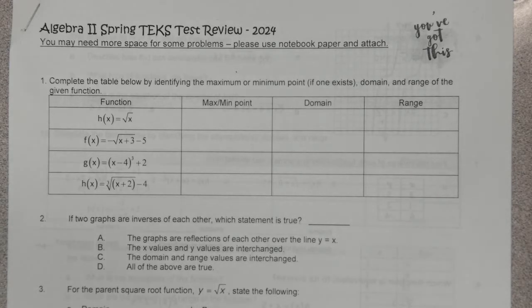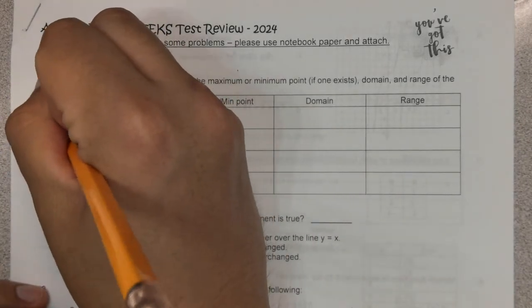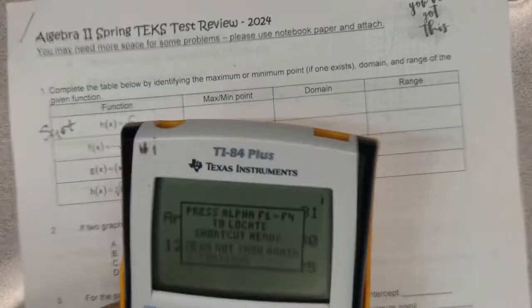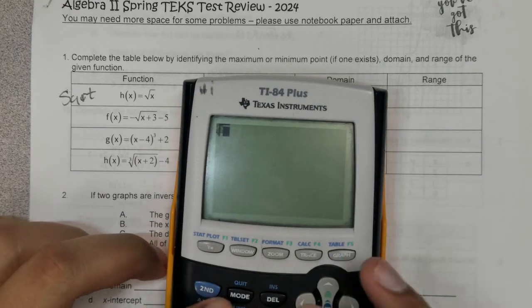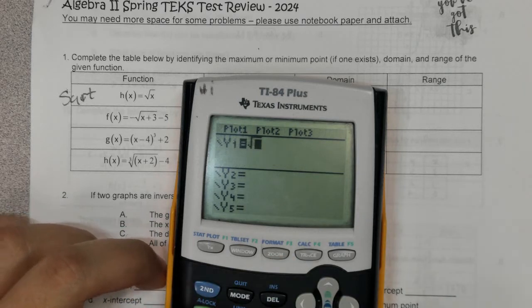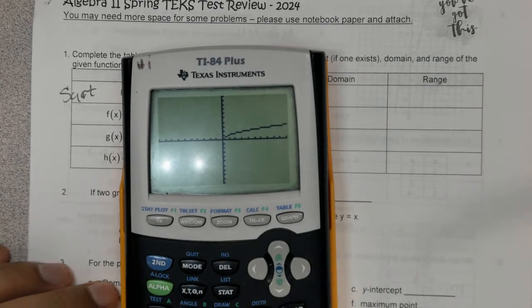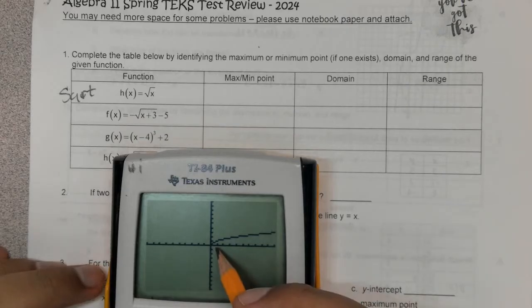It says complete the table below by identifying the maximum or minimum points, if one exists, and the domain and range of the given functions. The first one here is a square root parent function. Let me graph it real quick and then we can see it. Here we can see that there's a minimum point at (0, 0).